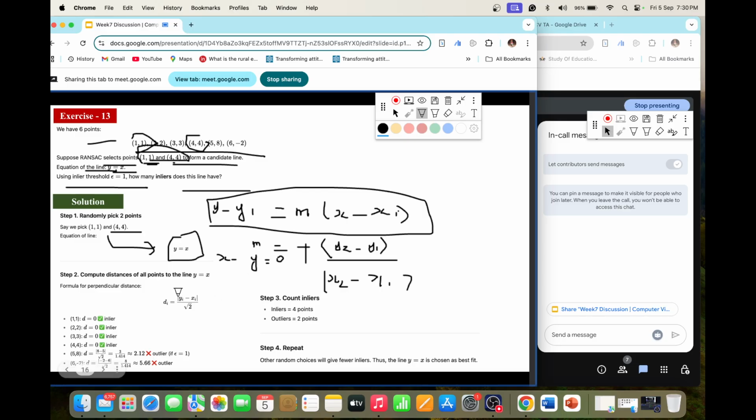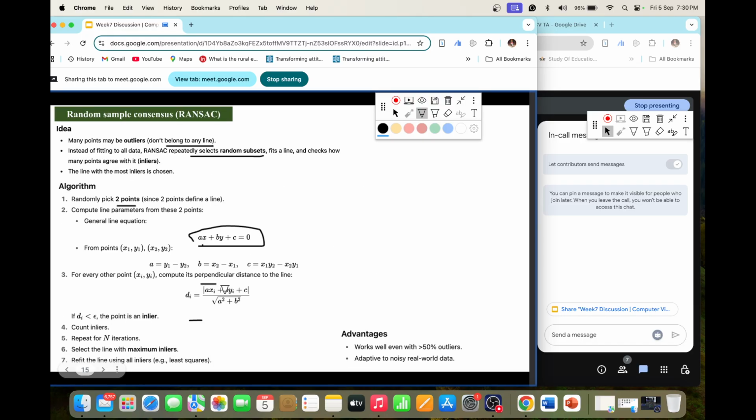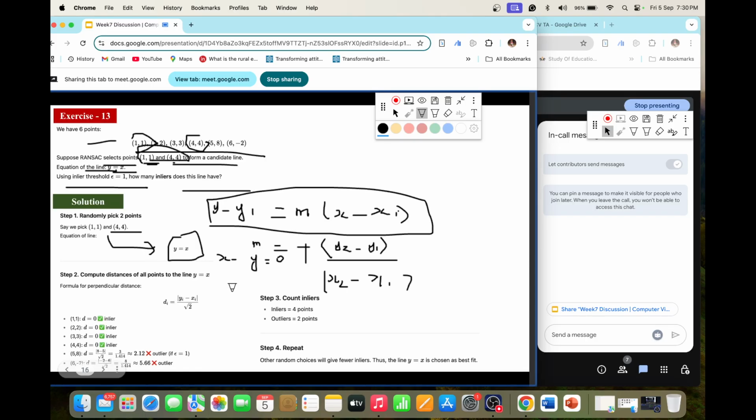So just do the a xi plus b yi plus c by root over a square plus b square. So root over a square plus b square will be root 2, and in the numerator you have to calculate a xi plus b yi plus c, and the denominator is coming root over a square plus b square, that is root 2. Okay, by that you can get the di, or the perpendicular distance of all the points.